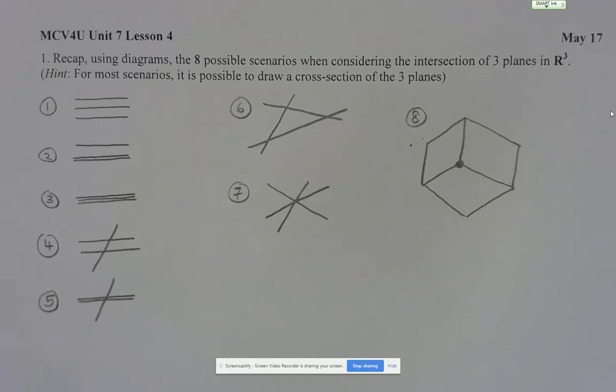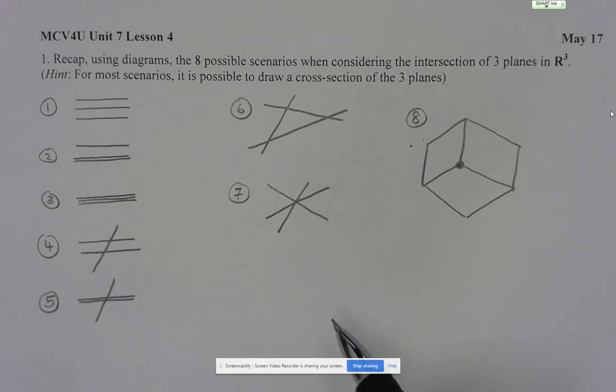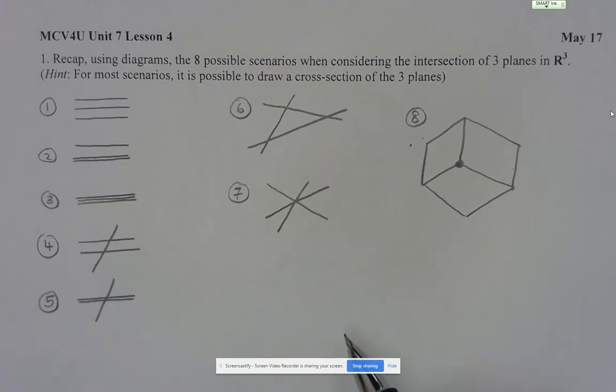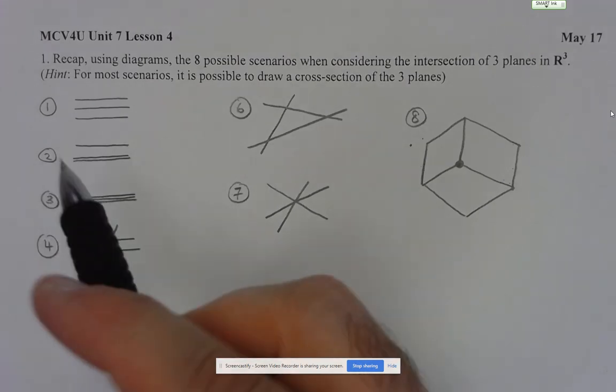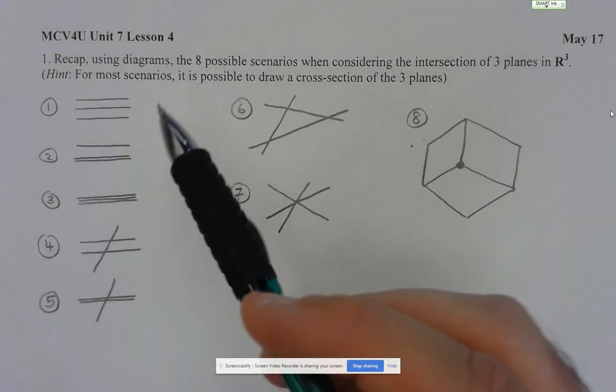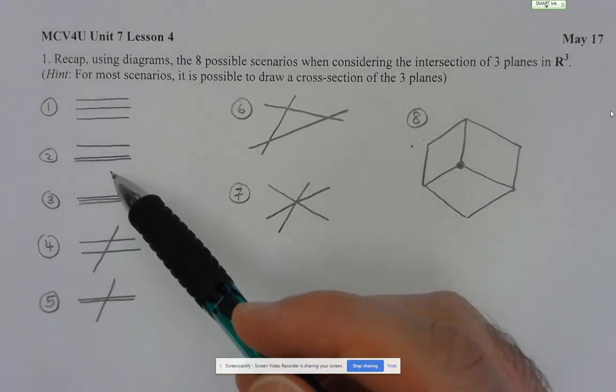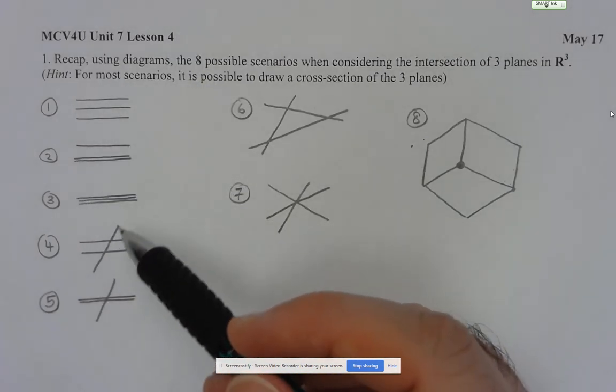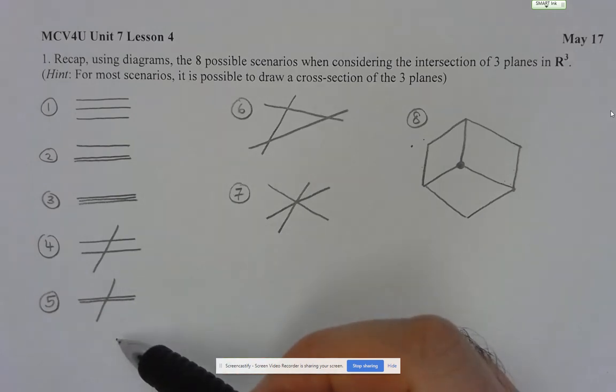So here we have the diagrams, a quick recap of the 8 scenarios we can have when we're considering 3 planes in R3. You notice here that I've grouped them in particular ways. I've grouped 1 to 5 here as all the scenarios where we have at least 2 parallel planes. Some parallel and coincident, some parallel and distinct.